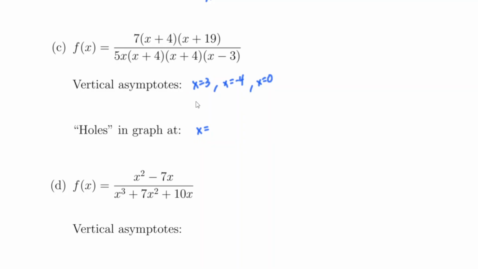Now, what are the holes in the graph? Well, there's actually no holes in the graph. So I should put none right here. Okay, no holes in the graph for this function.